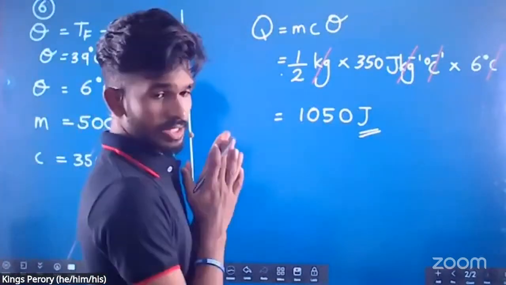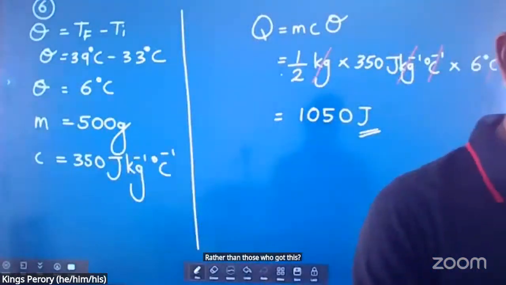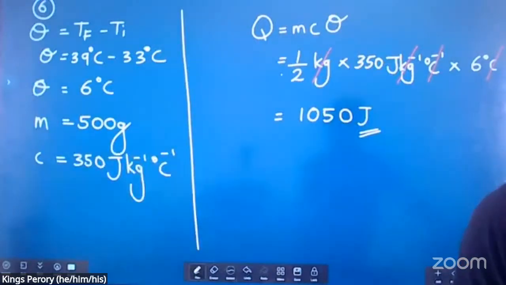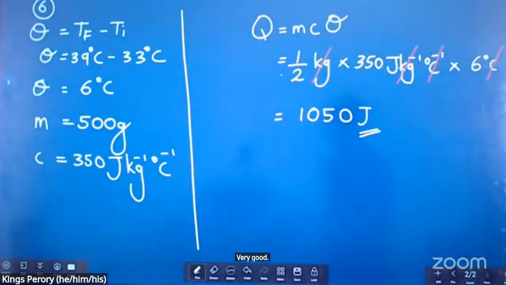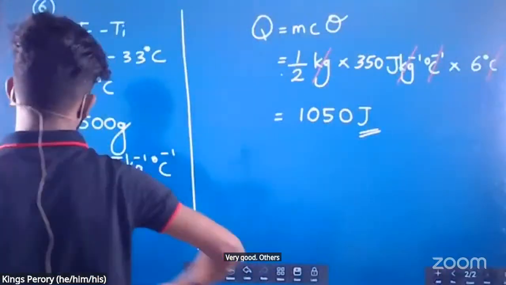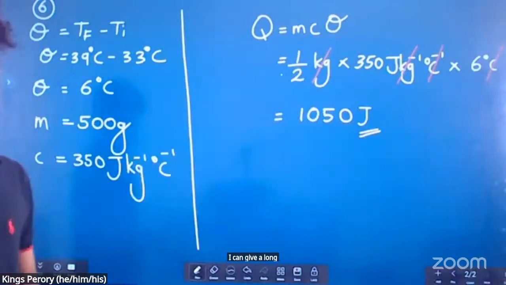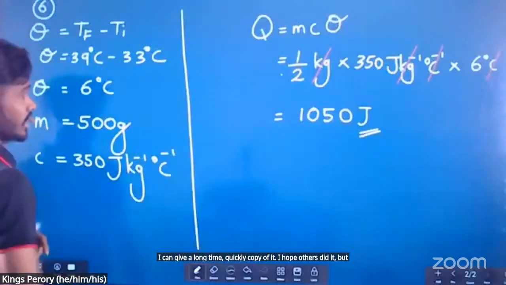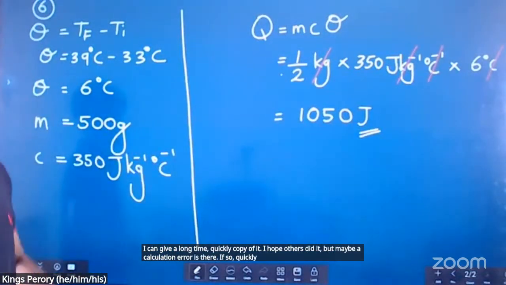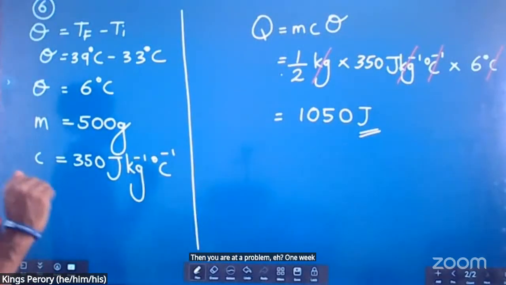Raise your hand those who got this. Right. Very good. Others, quickly copy it. I can give a long time. Quickly copy it. I hope others did it, but maybe a calculation error is there. If so, quickly copy it. If you are not done, then you have a problem. 1 week is given for just 5 questions.